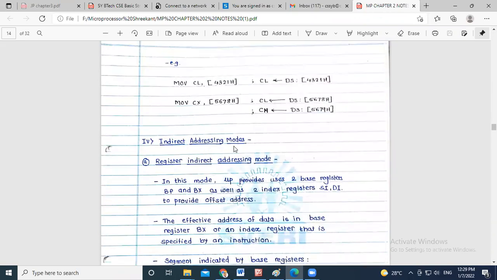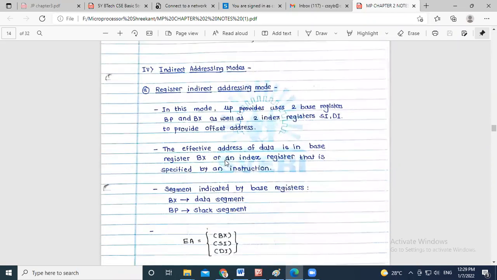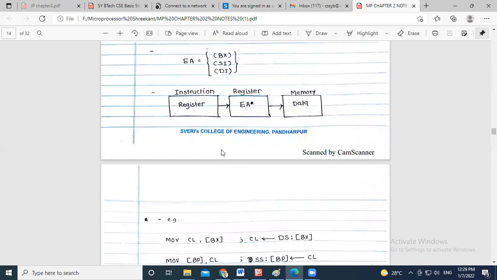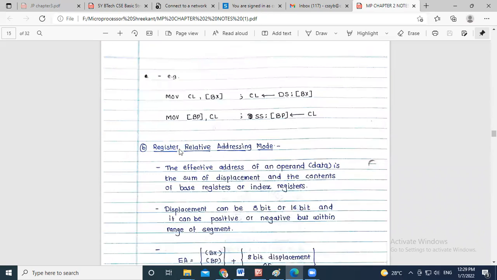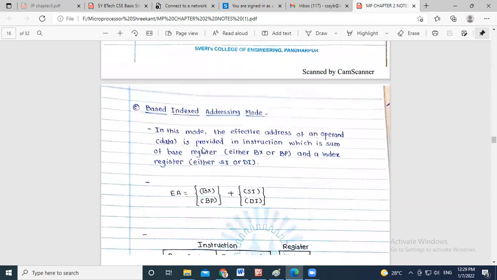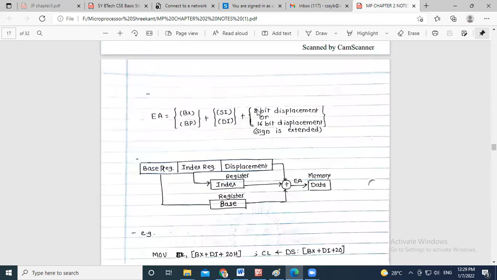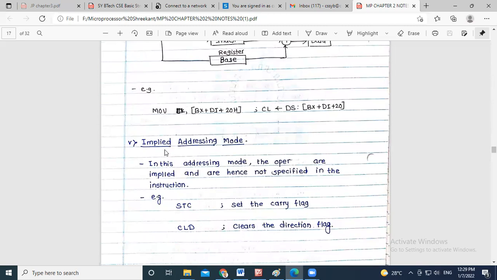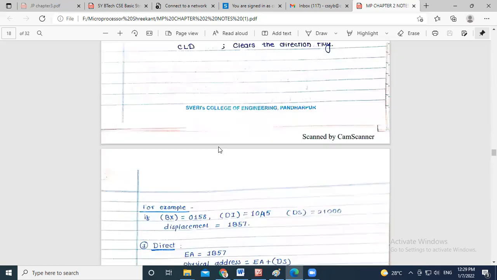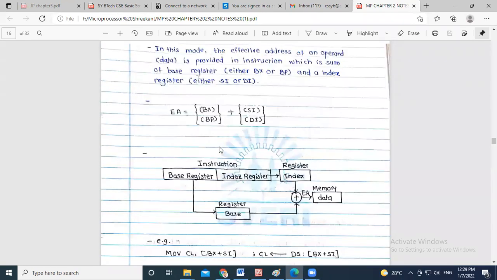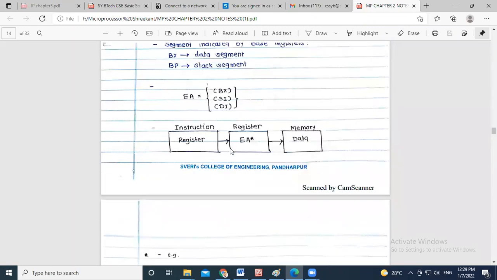Fourth, indirect addressing modes, and in that there are again types: register indirect addressing mode, register relative addressing mode, based index addressing mode, and base index relative addressing mode. And the last one is implied addressing mode. There are totally 5 data related addressing modes.